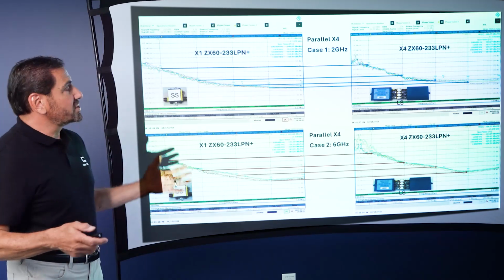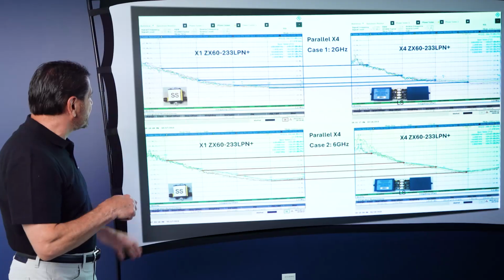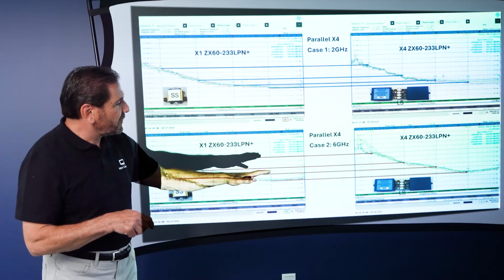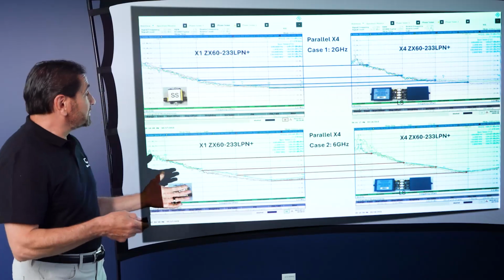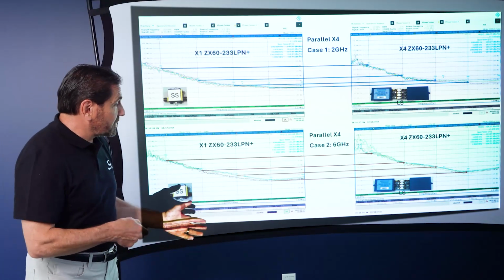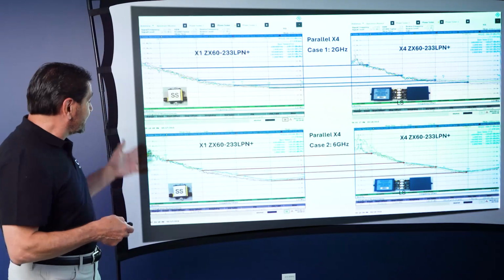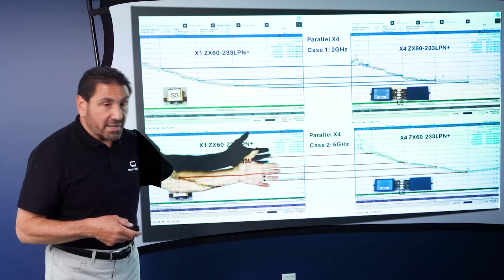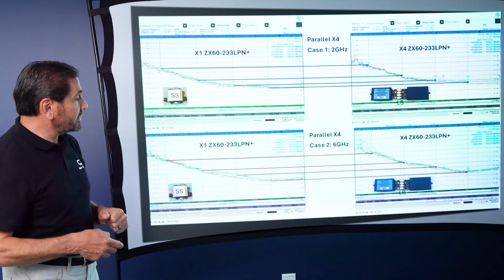Here's again our summary that we presented during part 2, so you can see what happens single stage versus the 4 at 2 gigahertz, basically the same. At 6 gigahertz, again, basically the same. No real difference because we're limited by noise floor for the 4 combined case.